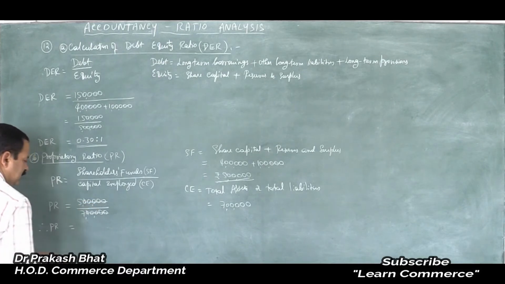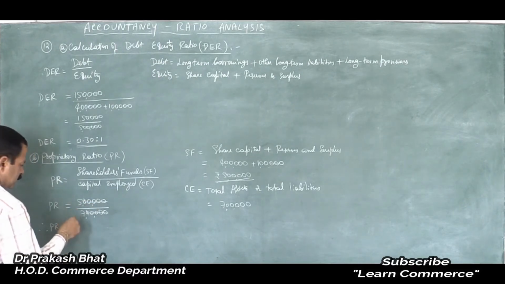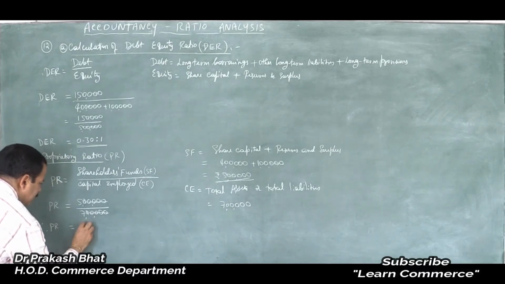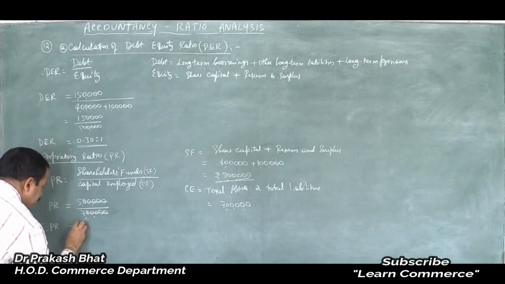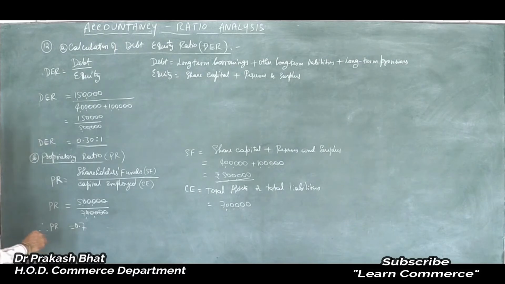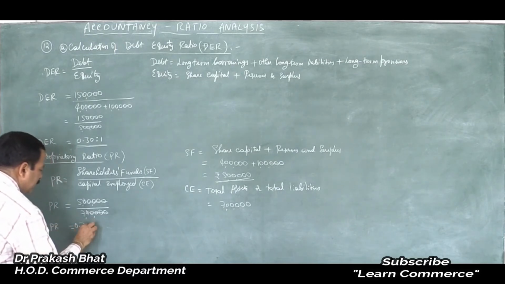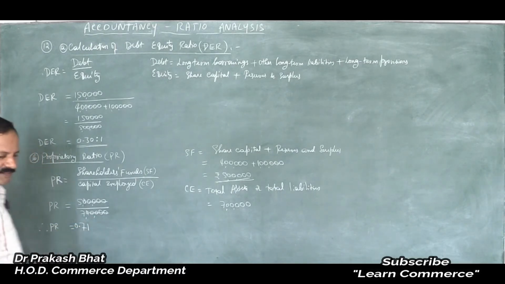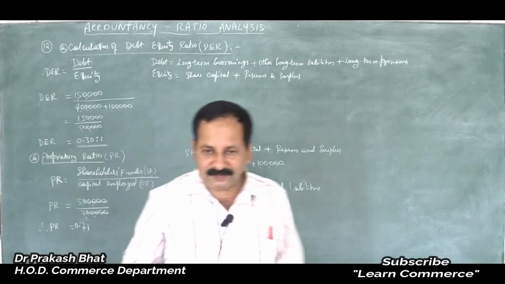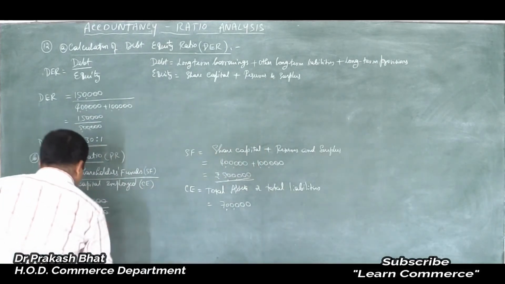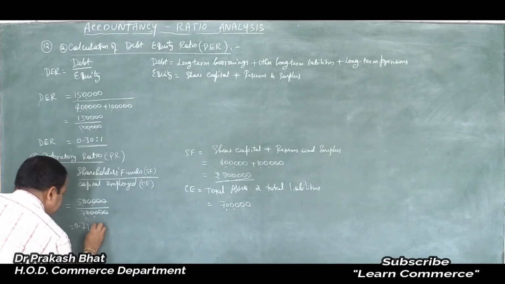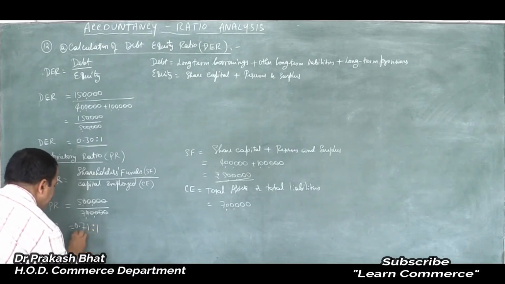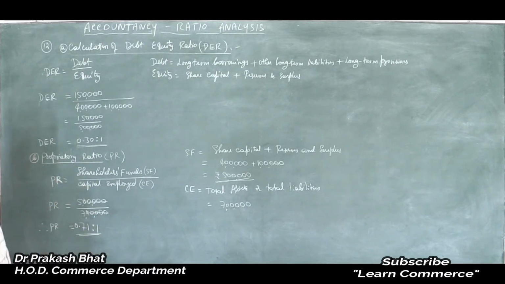Yes, this also cancels. Sevens, 0.71. Is that correct? Yes, 0.71 is to 1. That is what the proprietary ratio is. Proprietary ratio is 0.71 is to 1.